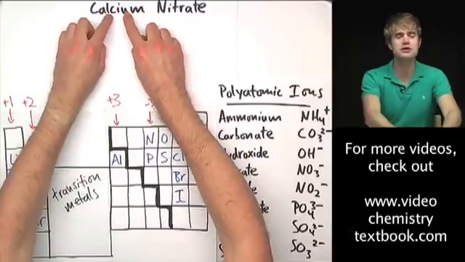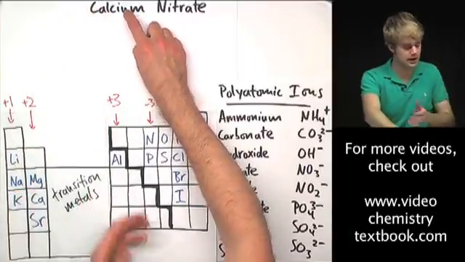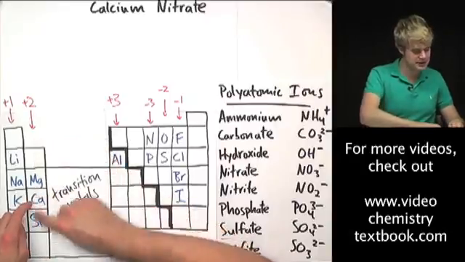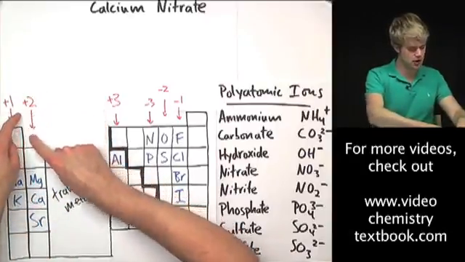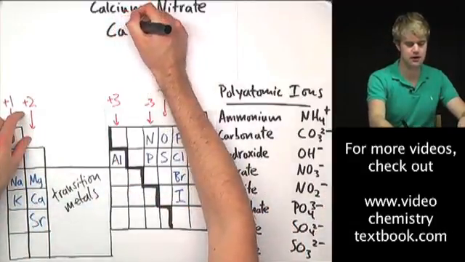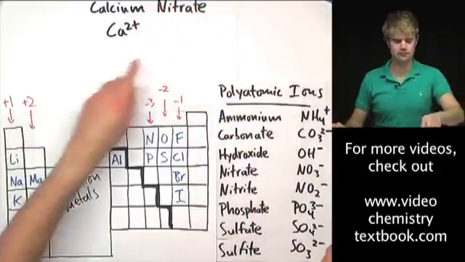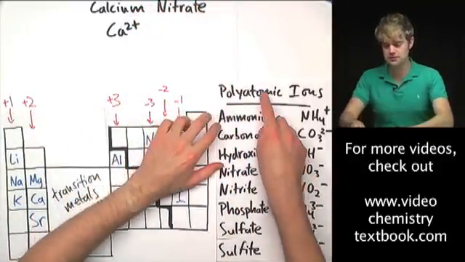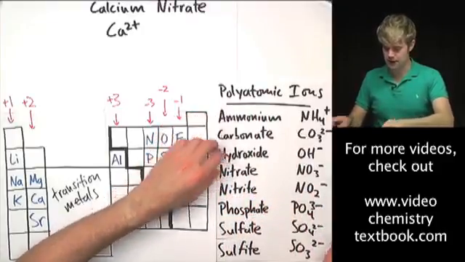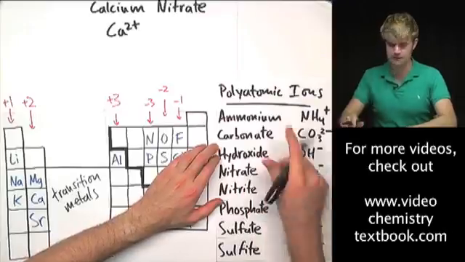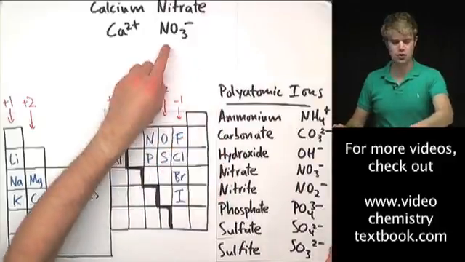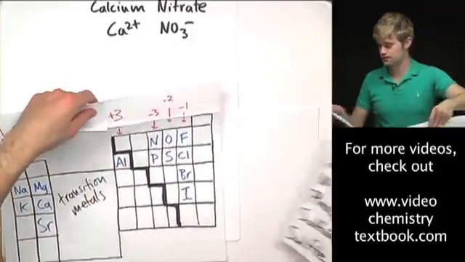Okay? So let's start out with calcium. What's the charge on calcium? Well, that's pretty easy. Calcium is right here on the periodic table, and it's in this column. Everything in this column has a 2+ charge. So I'm going to write this right up here, Ca 2+. Okay, now nitrate. Nitrate's a polyatomic ion, and so it's on this list. Nitrate here is NO3 1-. This whole group of atoms has a 1- charge.